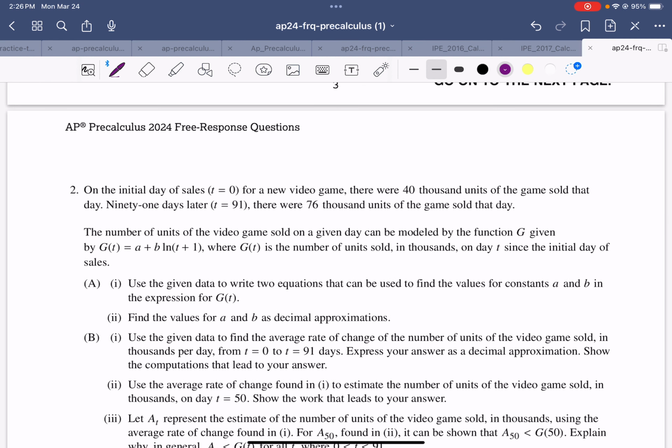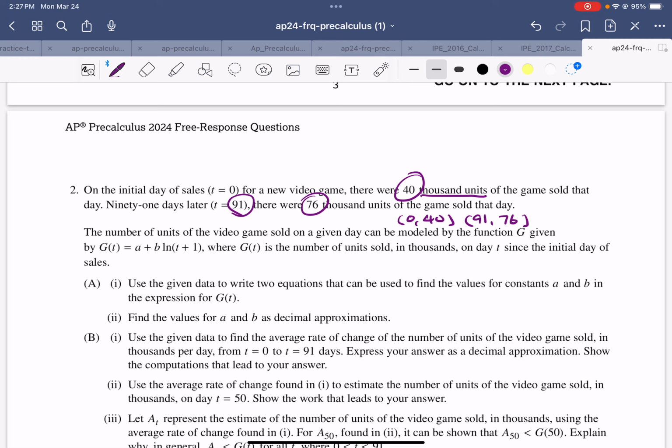On the initial day of sales, at t equals 0, for a new video game, there are 40,000 units of games sold that day. 91 days later, when t equals 91, 76,000. So you have 2 points: (0, 40) and the other one is (91, 76), in thousands.